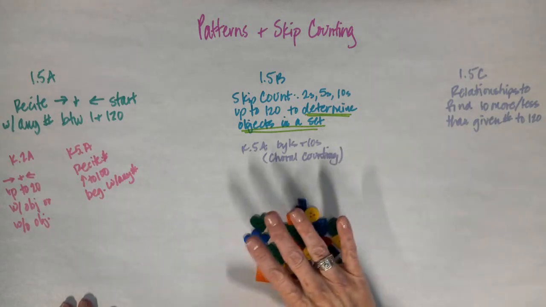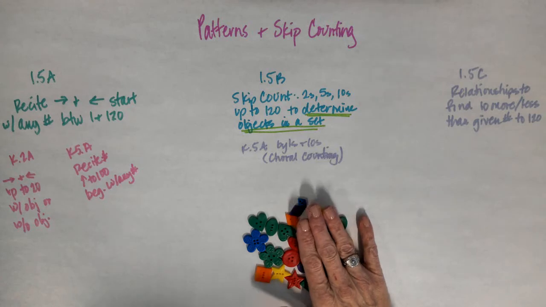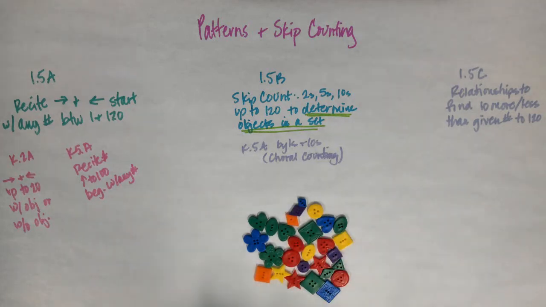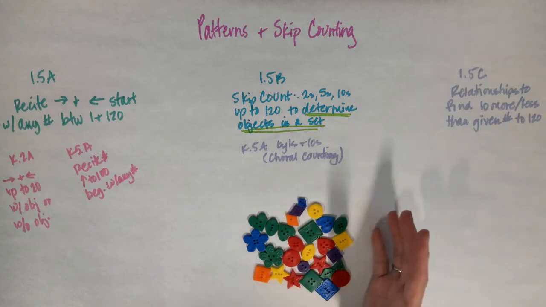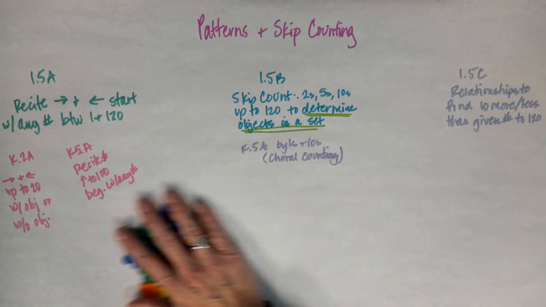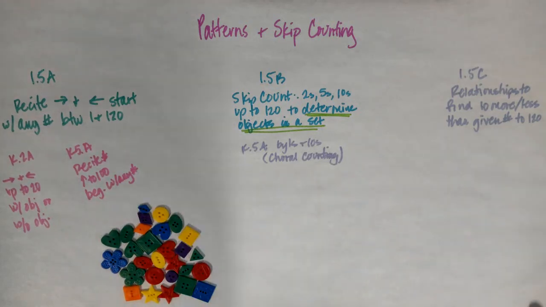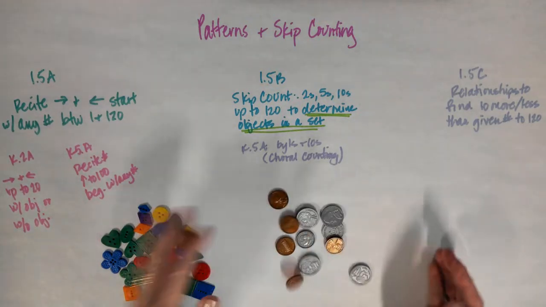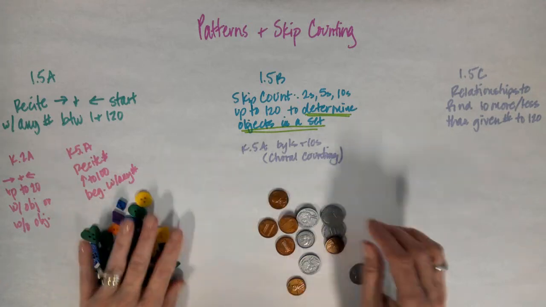So we count to determine the number of objects in a set. Does that mean we'll never choral count with our kids in first grade when we're skip counting? No, that's not what it means. But this standard requires that they use that skill to determine the number of objects in a set. So what's the point of that? Why do they need to do that? Well, because I need them to move from just counting objects in a set to what we are about to start after this, which is counting money.